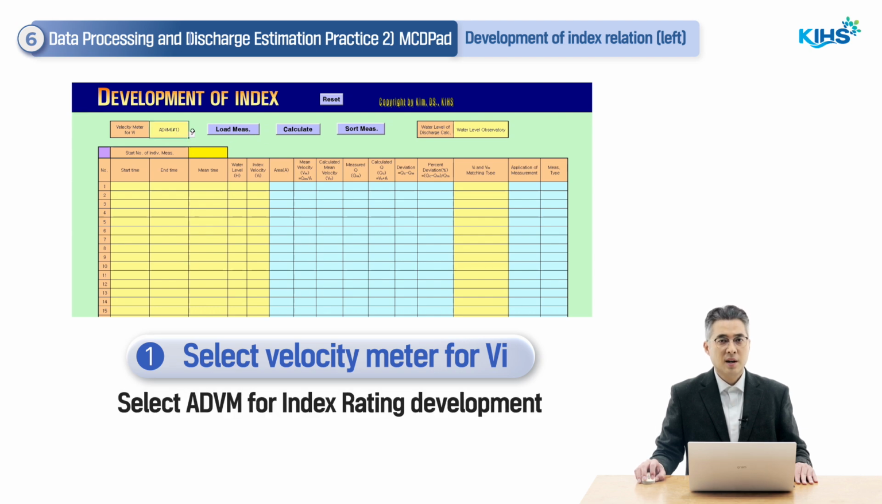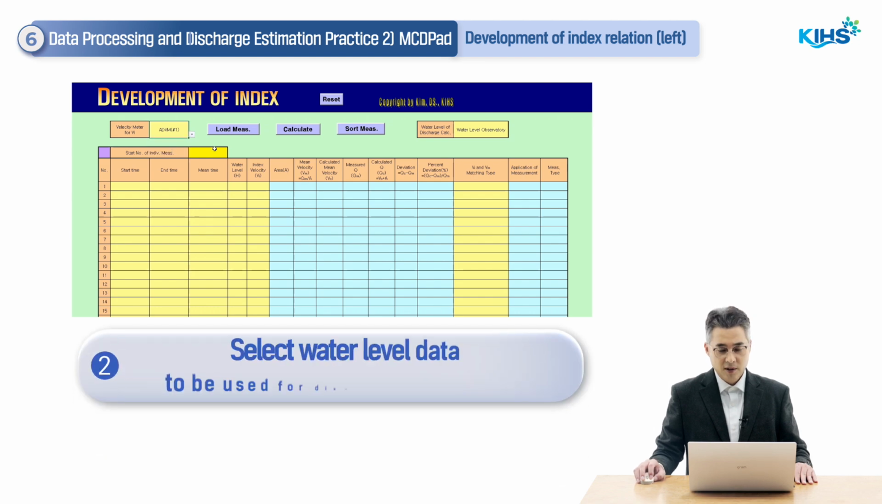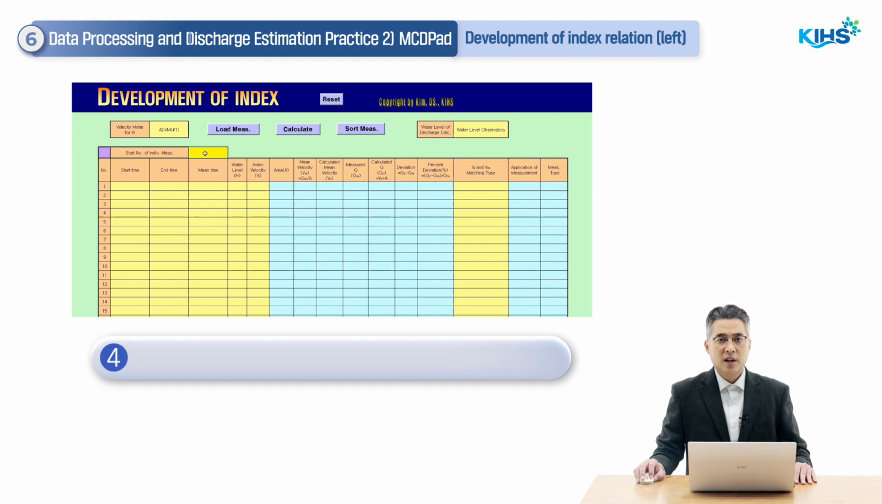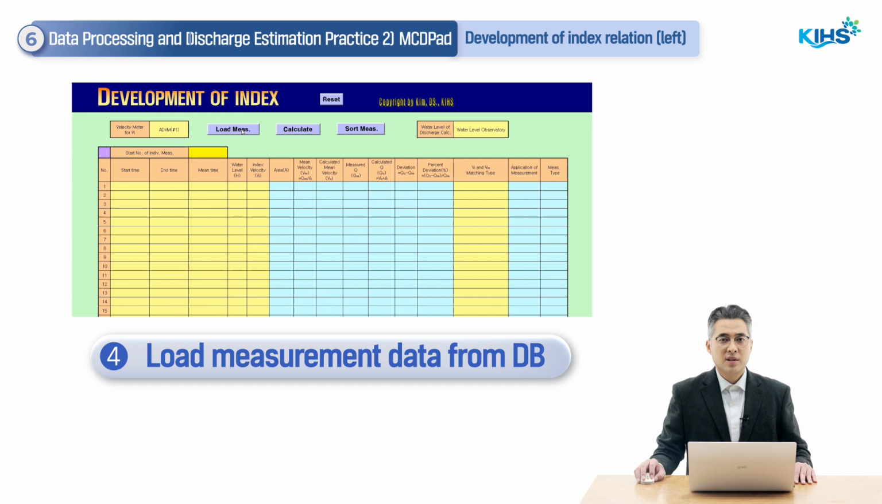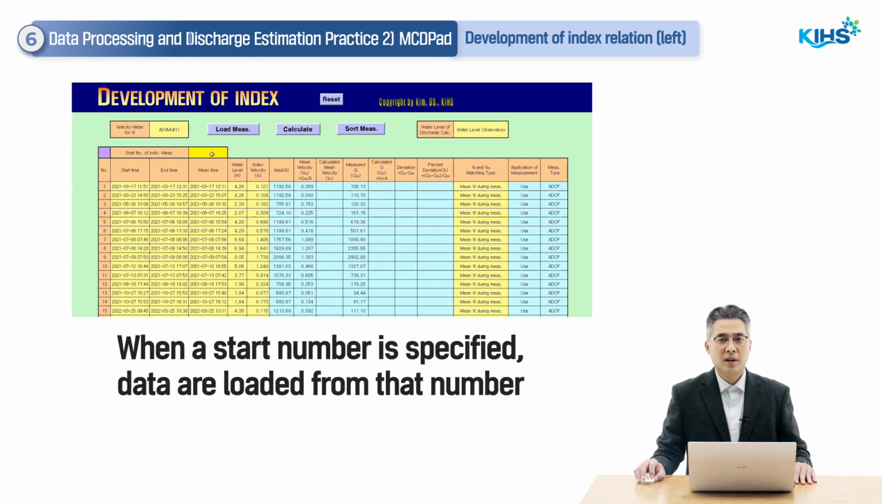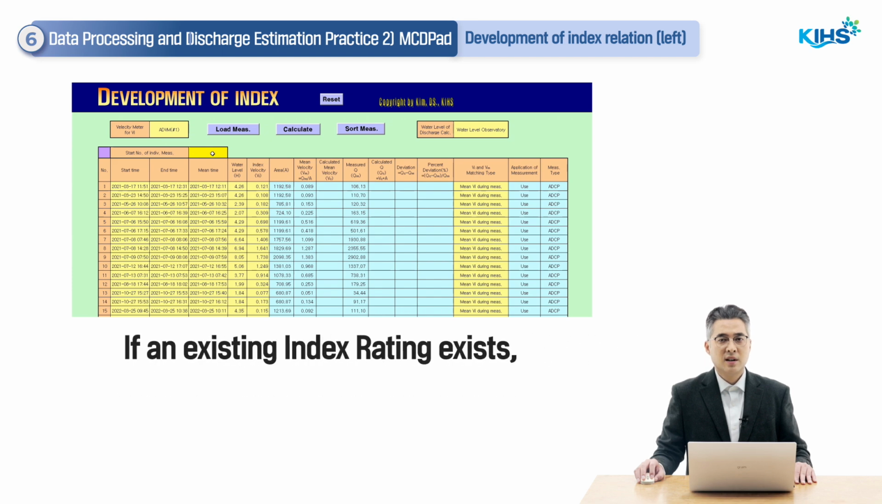Then choose the ADVM to develop the index rating: sharp 1, sharp 2, or average. Next, select the water level data to be used for discharge estimation. If only part of the measurement data is to be used, you can specify the starting measurement number. Then, load the measurement data stored in the database. When a starting number is specified, data are loaded from that point. If existing index rating values are available, they are loaded together.